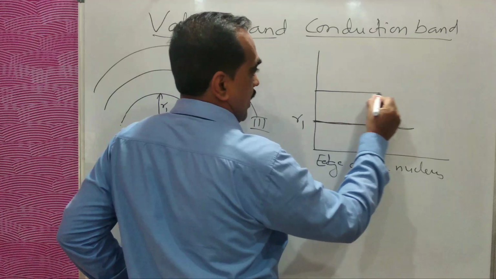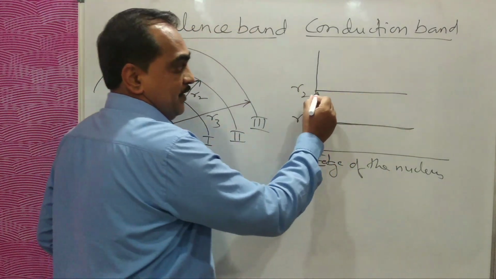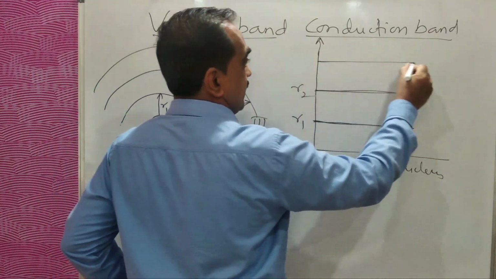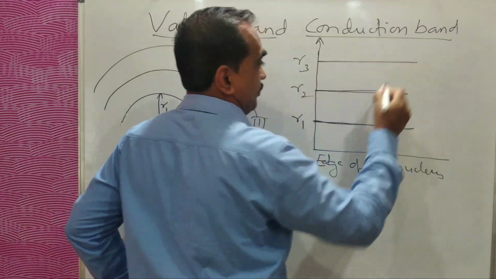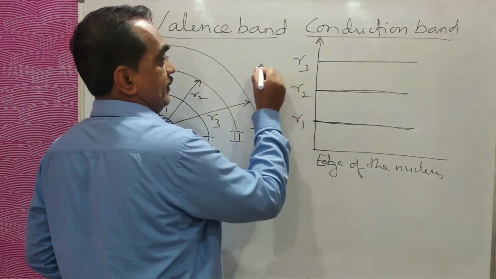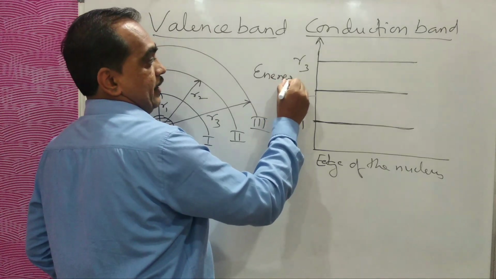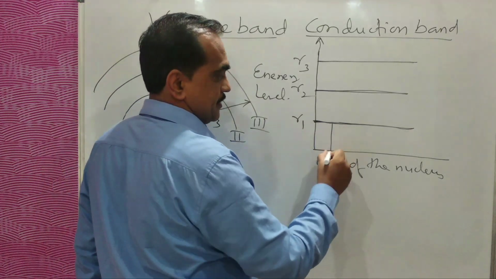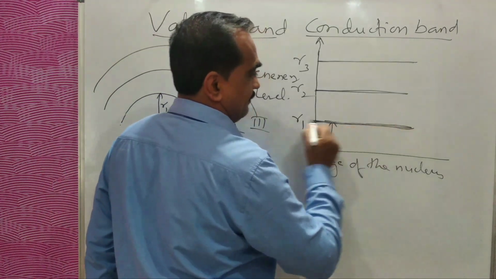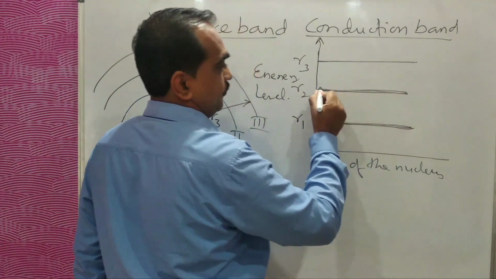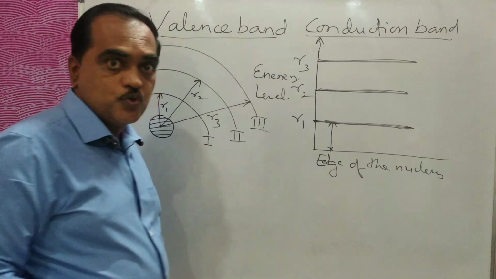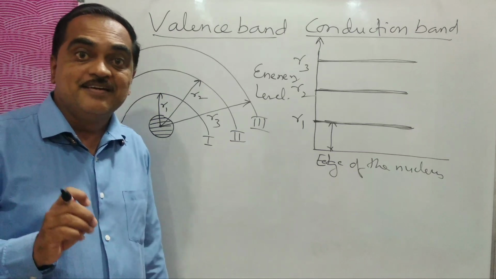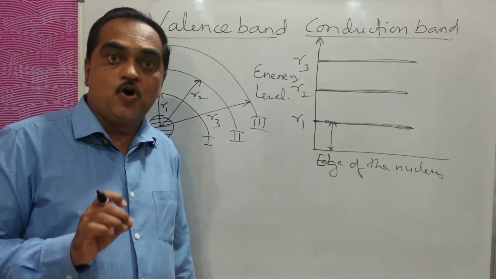Similarly, if you go to radius 2, this will be the energy of orbit 2. If you go to radius 3, this will be the energy of orbit 3. So this axis is going to mark the energy level. Energy level of orbit 1 is this, energy level of orbit 2 is this, energy level of orbit 3 is this. So these are the energies of particular orbits in a single, separated or isolated atom.